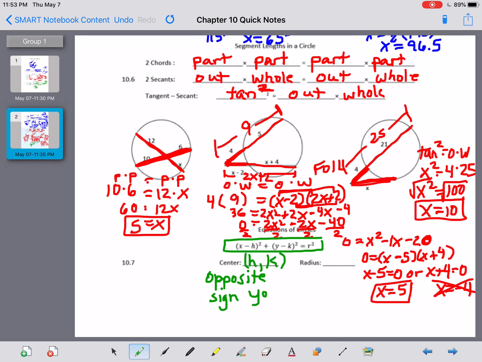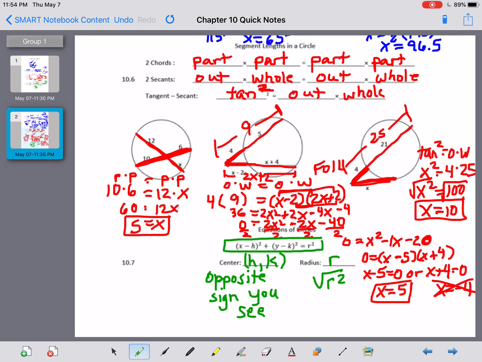And the same thing, if you're going to plug it into your equation, you put opposite the sign that it is. The radius is just r, and you take that r squared at the end, and you take the square root of it, and that becomes your r. Remember, if it comes out to a whole number, leave it a whole number. If it doesn't come out to a whole number, try to leave it as a simplified radical.